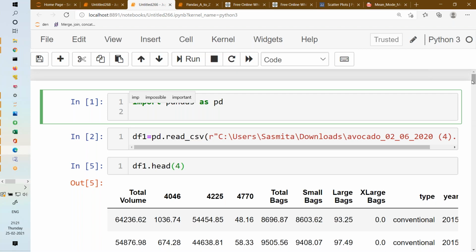So you know what set option will do. It will give you a complete view. You can scroll and see all the columns and all the rows. I think you're making some syntactical mistake. Please check.